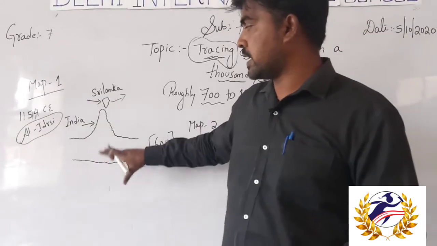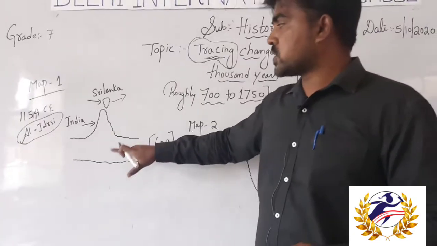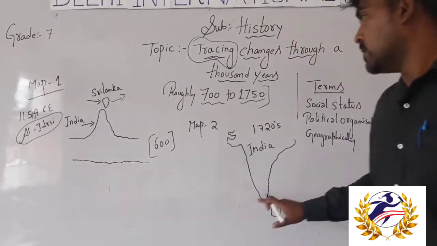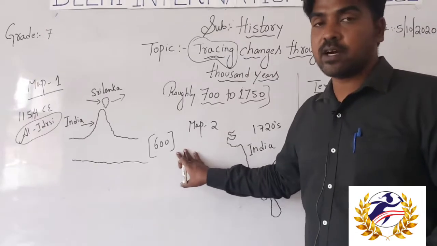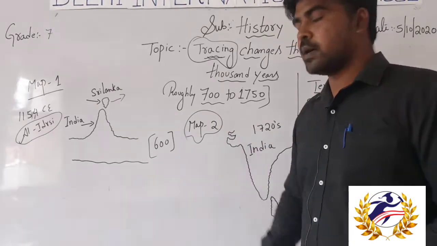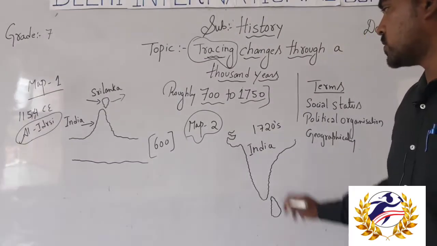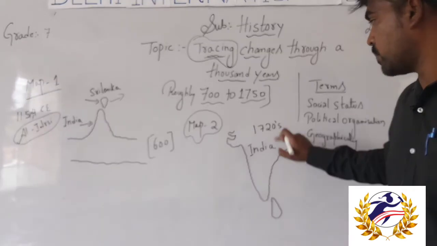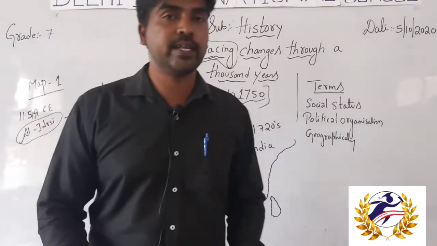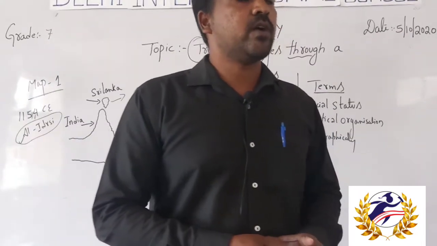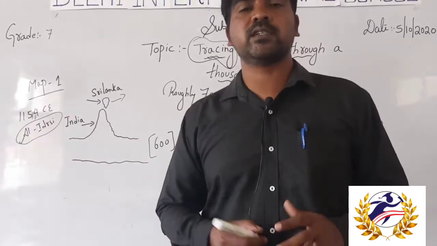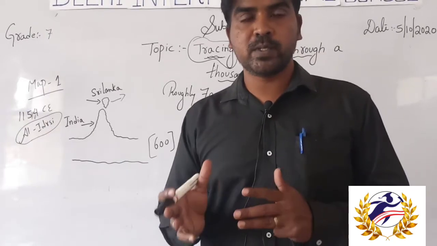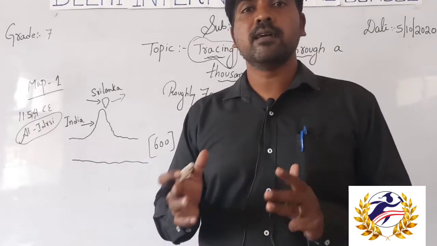He just did it vice versa. That's it. And after 600 years, I'm going to speak about Map 2. It was made in the 1720s by French cartographers. Cartography, what is the meaning of cartography? Students, cartography is the art of making maps and globes.